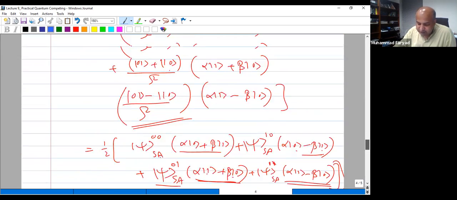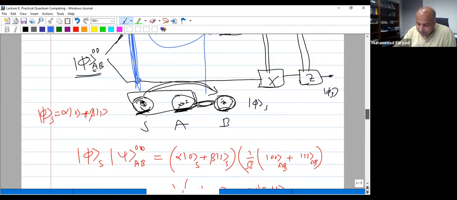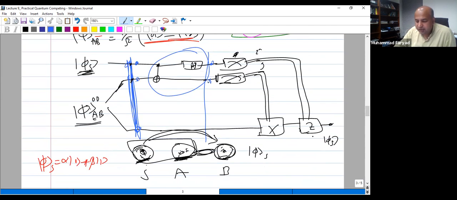And that's why you see that I first have an X gate and then I have a Z gate. And these are being controlled by the measurements I and J over here.